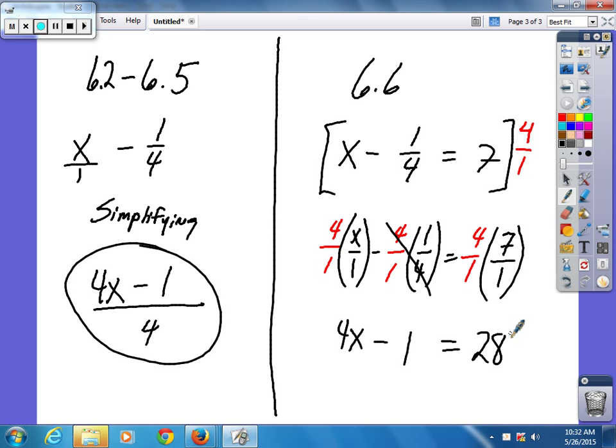And see, this one, see here, you stop. Here, you what? You keep going and solve. Okay? So that's the difference between the first part of what we were doing and now we're doing this. So in 6.6, you're going to clear the fraction, and then you're going to what? Solve.